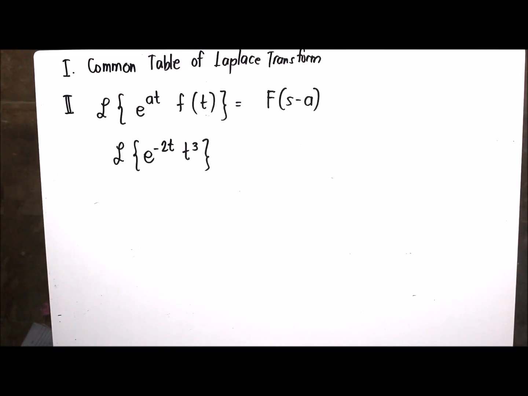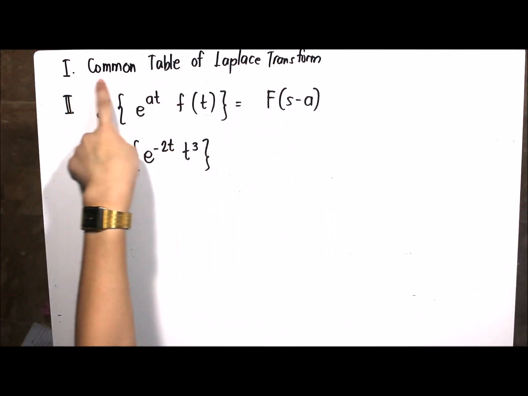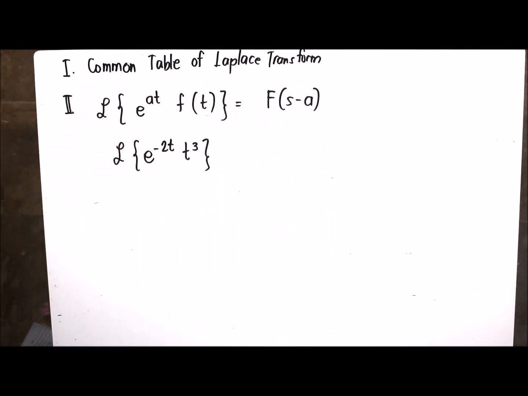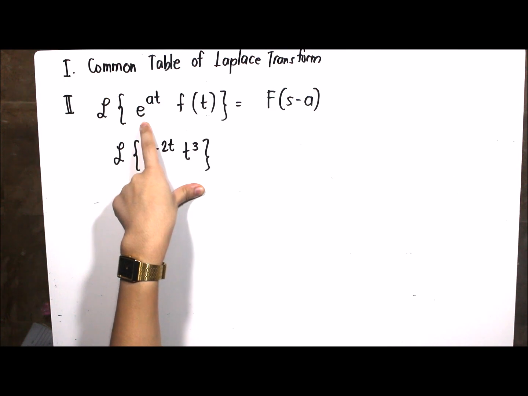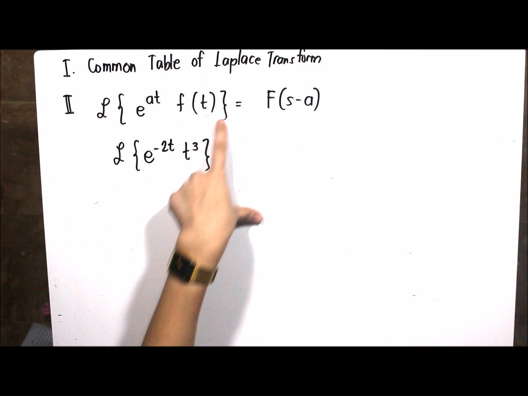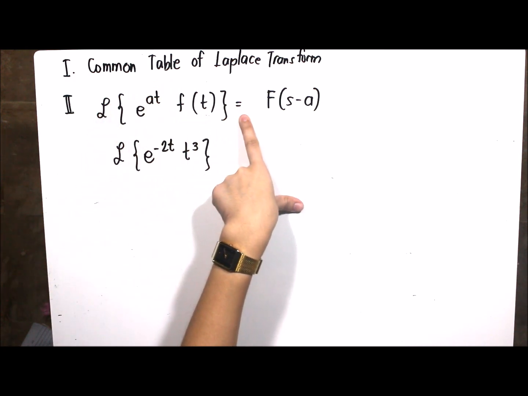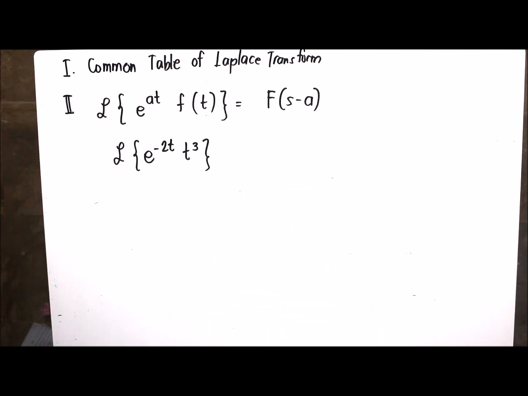Natutunan natin paano mag-Laplace transform using the derived formulas, taking into consideration linearity property kapag gagamit ka ng common table of Laplace transform. The next formula is kapag meron kang product of two terms such that one of the terms is exponential na kaagad, combined or multiplied to any other function of time. Ang magiging sagot daw nito, if you take the Laplace transform, is simply equivalent to a function of s minus a.